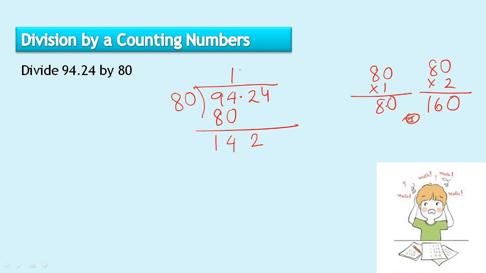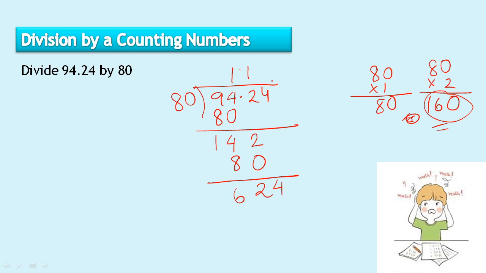Okay, clear? But you can see here 80 twos is 160 only, but we have 142, which is smaller than this. So it is not possible to give 2 again. 80 twos will be 160, which is bigger than 142. So that's why we will again put 1 only. 80 ones are 80. So what are we having? 62, right? And this 4, 624.